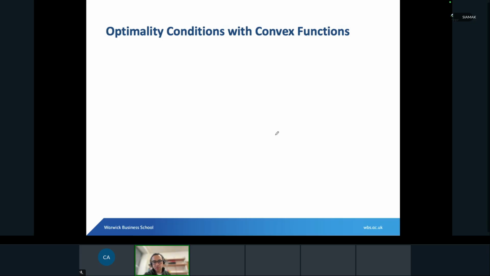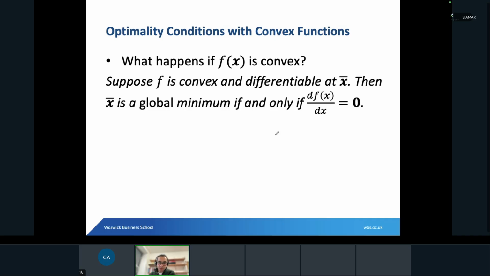So O3 is our global minimum. Now, remember that if we have a convex function, we know we are looking for this or that. So what happens if the function that we have is convex? Suppose that f is convex and differentiable at some point x bar. Then x bar is the global minimum if and only if the first derivative is equal to 0.